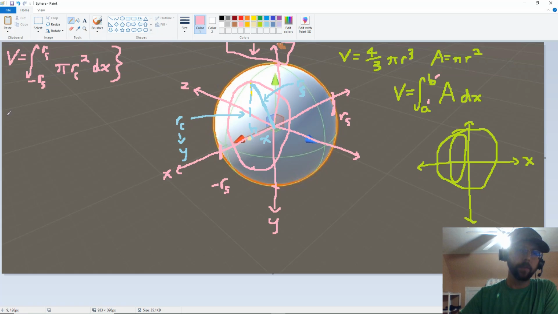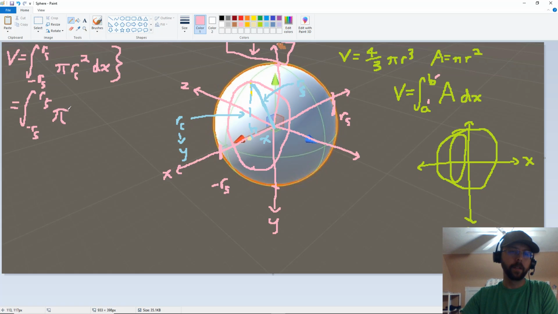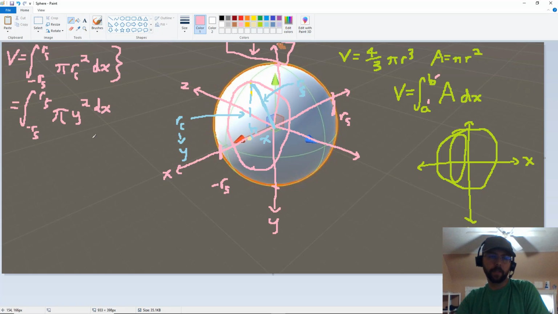So now we can start to rewrite this a little bit. We could skip a step, because I already went over the next step, but we'll do them in order. So we could say now that volume equals the integral from negative r sub s to r sub s, pi, and now we can substitute in y, which I just showed. y squared dx. So we can substitute in y, which is helpful. However, it is not what we need because we want an x variable there. It will make integration work out nicely.